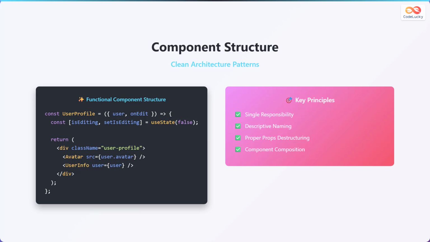First, single responsibility, which means each component should have one job. Second, descriptive naming, which means components and variables should have descriptive names. Third, proper props destructuring, which means extracting the values you need directly from the props object. Fourth, component composition, which means building complex user interfaces by combining smaller, reusable components.